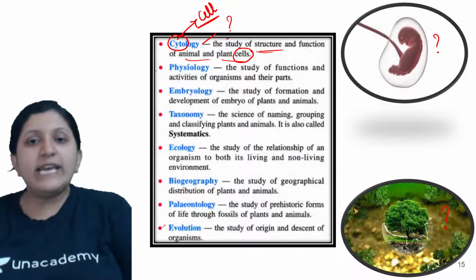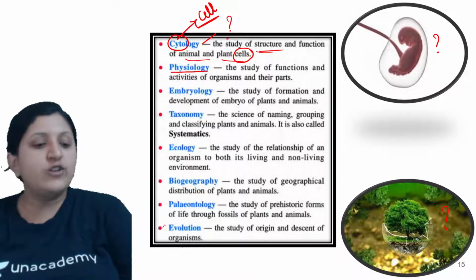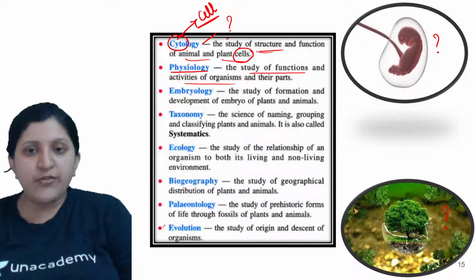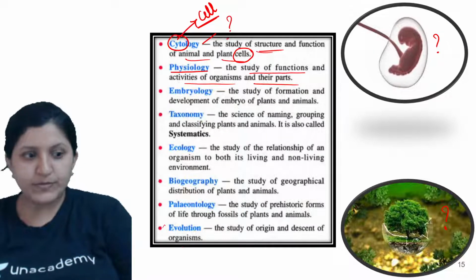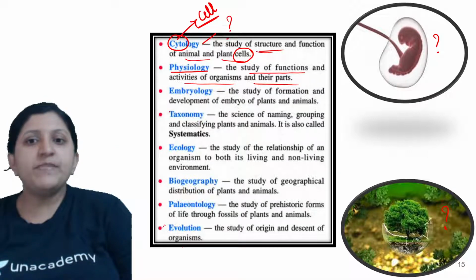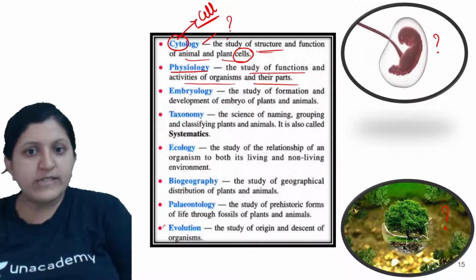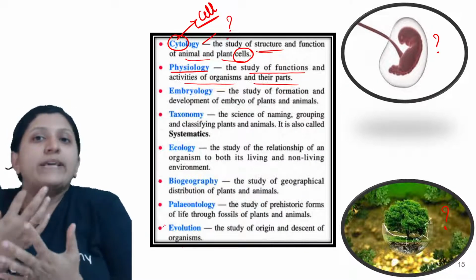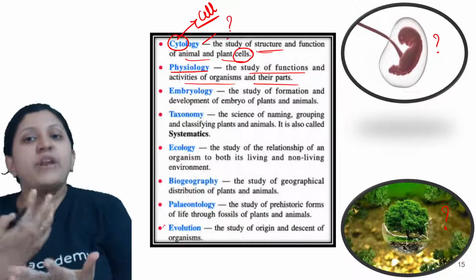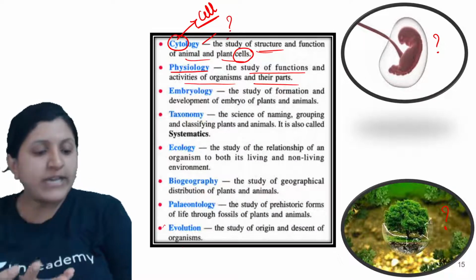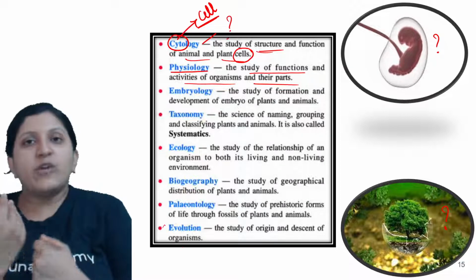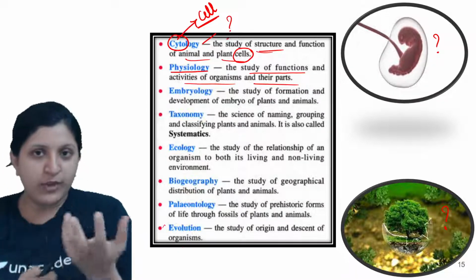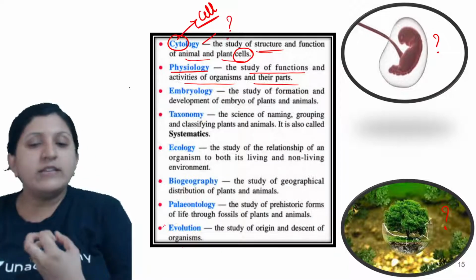Then what exactly is physiology? Physiology is the study of functions and activities of organisms and their parts. It is how exactly all the different parts of the body of an organism are being used. What is their function, what activity does that particular organ do? That will be studied under physiology.